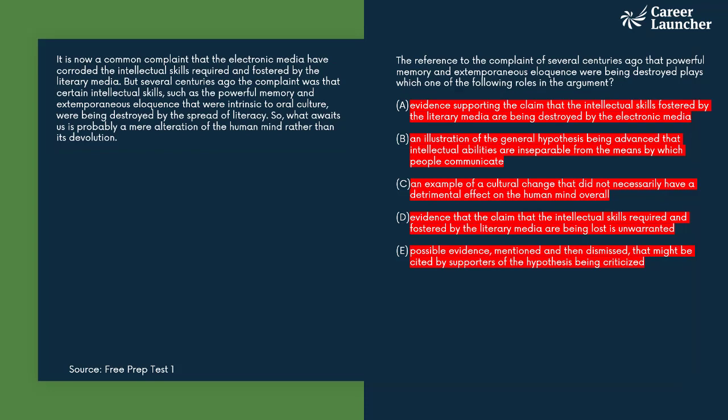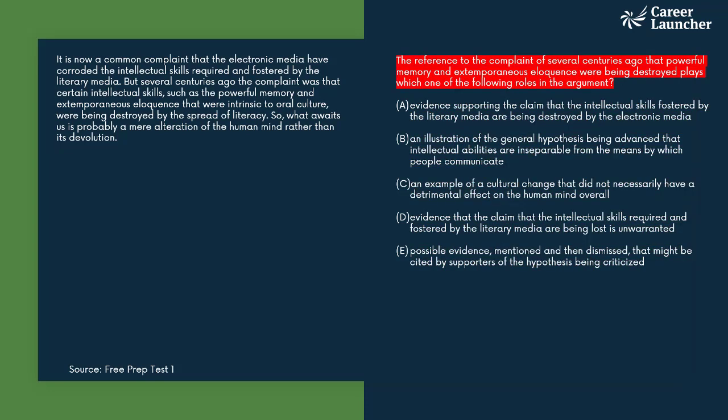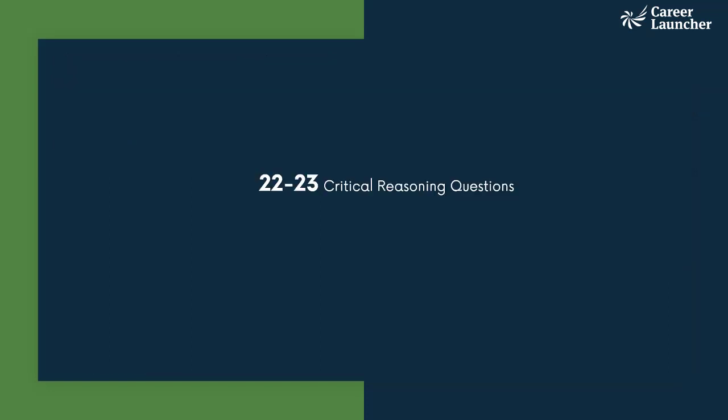Now the specific questions could be questions like which of the following is the main conclusion of the argument. It could be which of the following is an assumption of the argument, which of the following weakens the argument, which of the following strengthens the argument, which of the following is a flaw in the argument. Everything has to do with critical reasoning. So in this section you will see 22 to 23 critical reasoning questions.